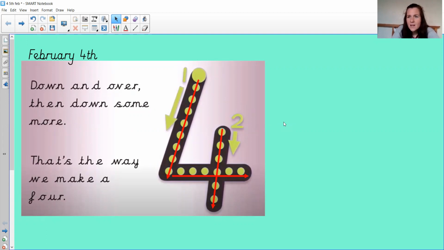So have some fun doing a whole row of 4s for me. I'm sure they're getting better as you do more and more every day. Okay, well done, year 1, doing lots of lovely 4s.